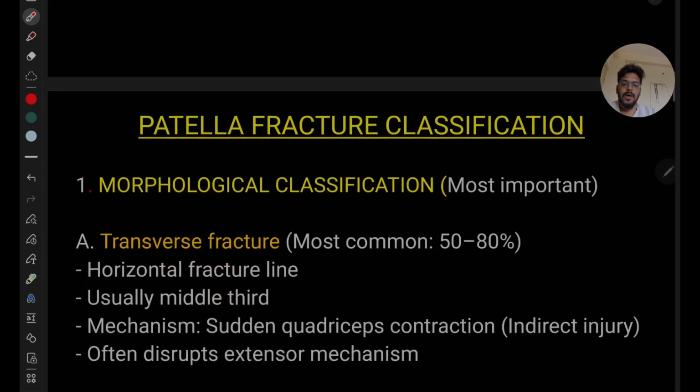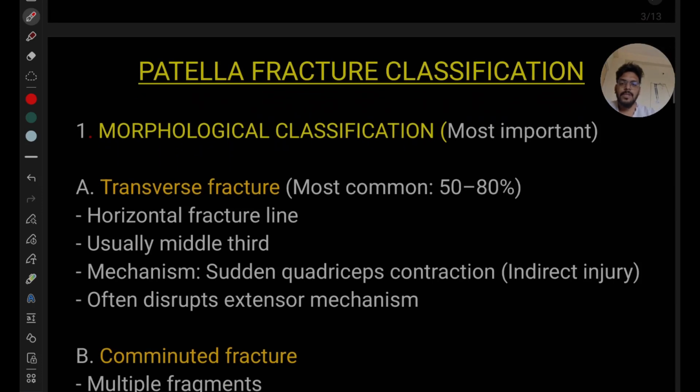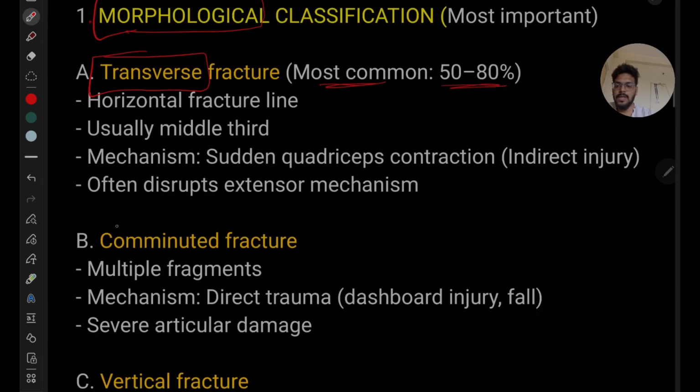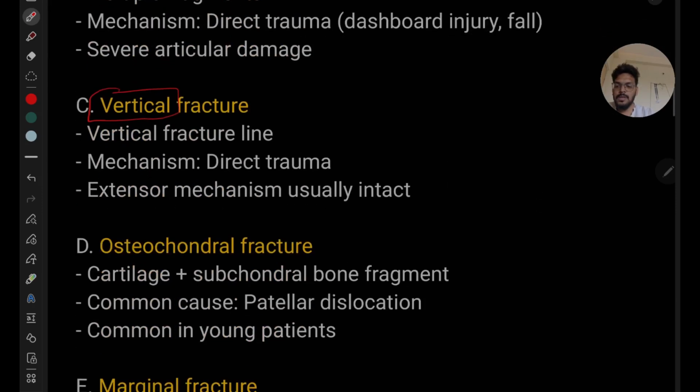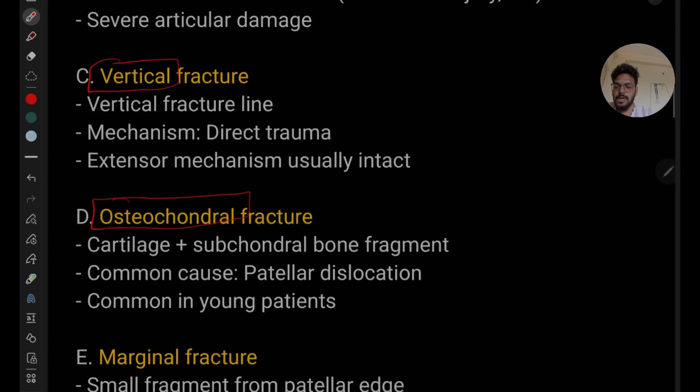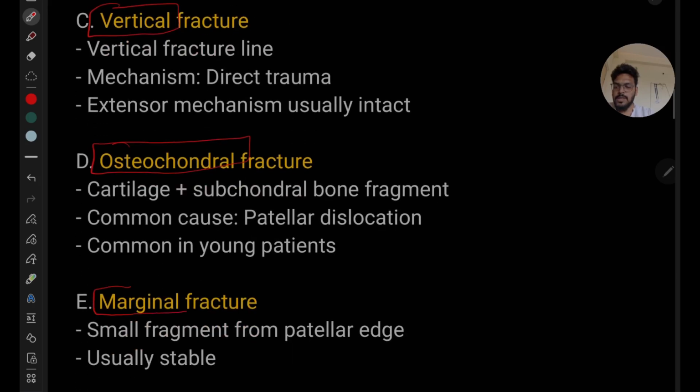So coming to the fracture classification, the most important one is the morphological classification. And the most common type, as I have already told you, is the transverse fracture. Transverse fracture is the most common type. Then the comminuted fracture when a direct hit occurs. Then the vertical fracture. Then osteochondral fracture. And then the marginal fracture.